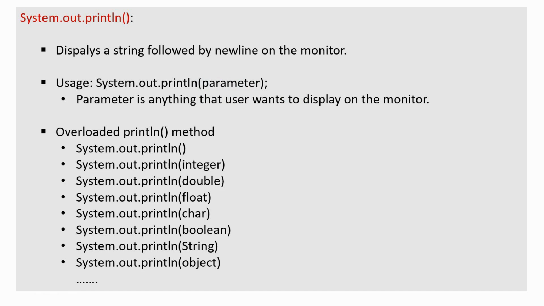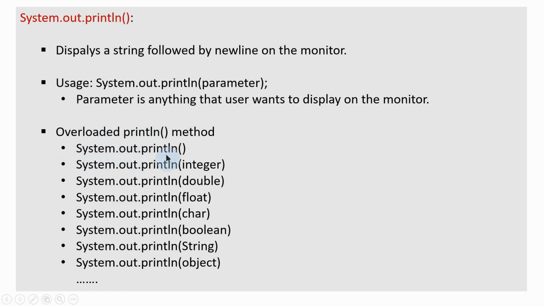Here System is the predefined class in Java to access the system resources. Here out is the static member of the System class, which represents the output stream connected to the monitor. Here, if you observe, the println method is overloaded with different signatures.